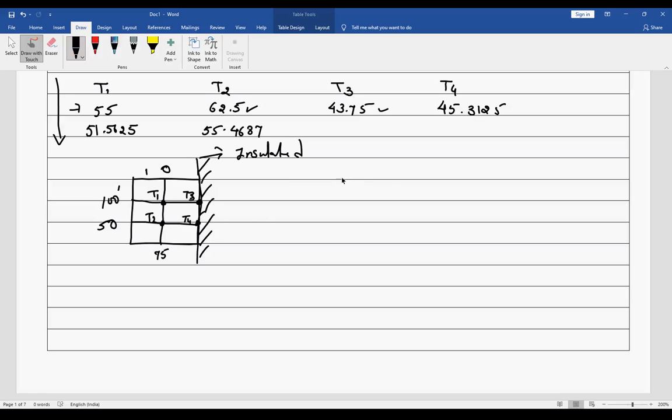Okay. So now I ask you a question. T3: option A, smallest. Option B, near to 0 and T1. Option C, largest.